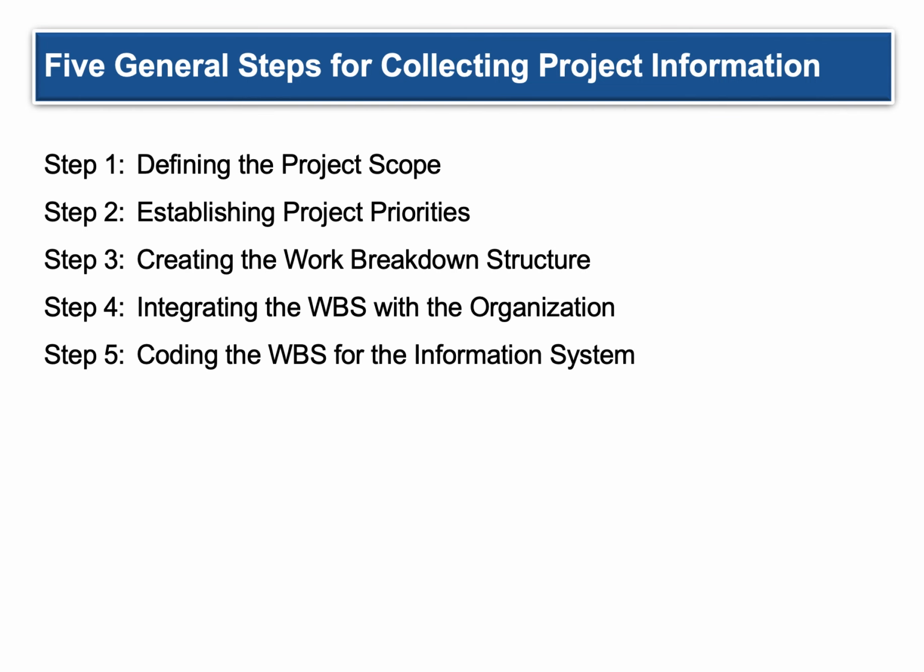So there are 5 general steps for collecting project information. They're listed here, and we're going to break them down throughout this slideshow. So step 1, define the project scope. Step 2, establishing project priorities. Step 3, creating the work breakdown structure. You'll see that abbreviated as WBS. Step 4, integrating the WBS with the organization. Step 5, coding the WBS, the work breakdown structure for the information system. So how does it fit within your existing organization?